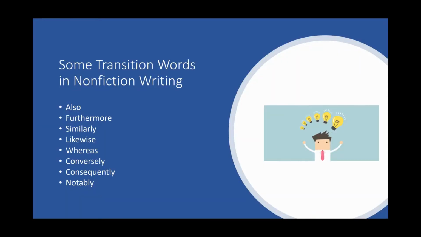In an essay, you may use transition words to organize your ideas. You can use words to indicate that you are expanding on your idea or providing additional support for an argument. These words include, but are not limited to, also, furthermore, similarly, likewise, whereas, conversely, consequently, notably.